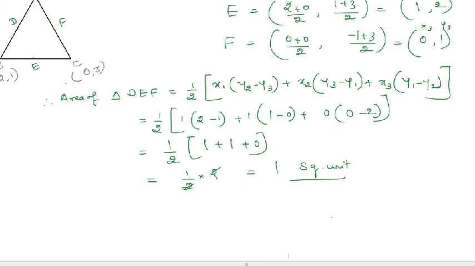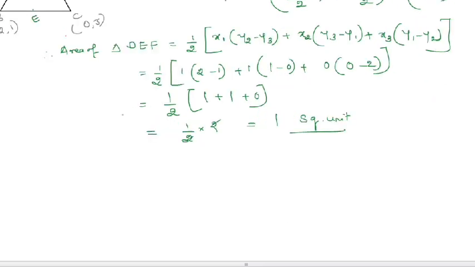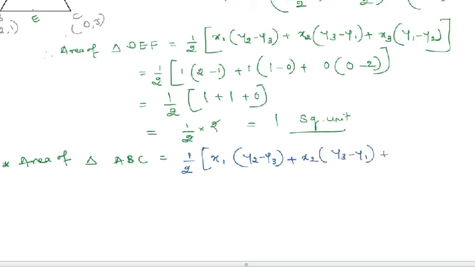Now we will find the area of triangle ABC. So now, area of triangle ABC is equal to, formula, same formula, half in the bracket x1 in the bracket y2 minus y3 plus x2 in the bracket y3 minus y1 plus x3 in the bracket y1 minus y2, which is equal to 1 by 2 in the bracket x1 value.